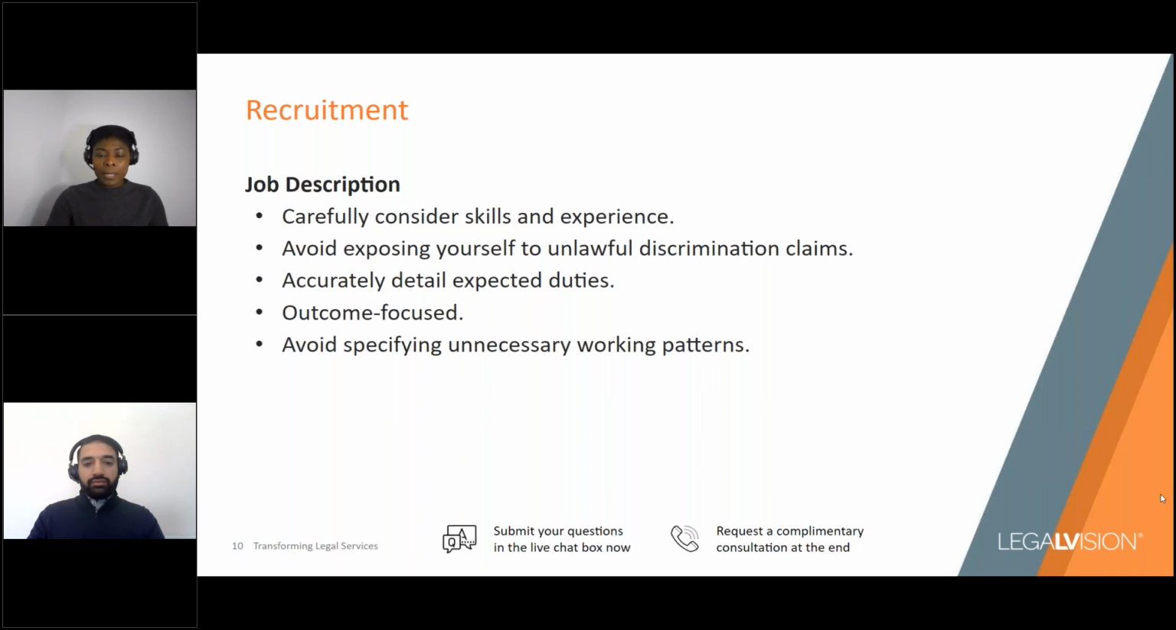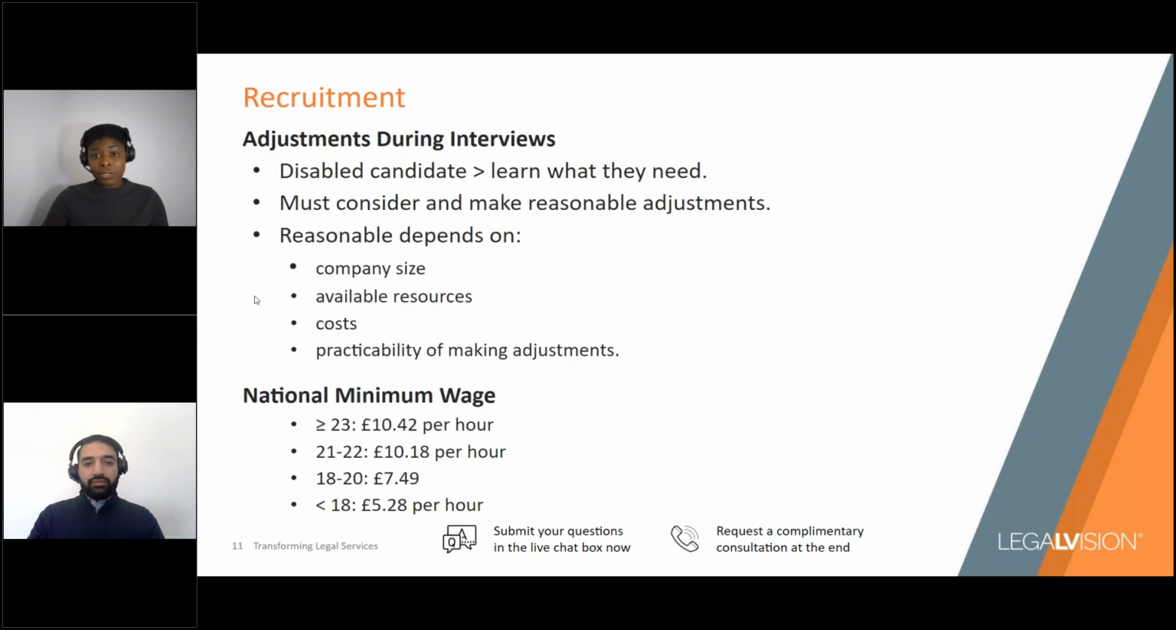And moving on quickly to the other thing you have to consider during interviews, which is the need for an adjustment. You may have a disabled individual that needs support when applying for a job in your company. So you should always try and speak to them to understand the adjustments they will need. That can be an adjustment to the interview process or perhaps your job application process. You're required to consider their request and make reasonable adjustments to your premises or the interview process in order to ensure that these candidates are not placed at a substantial disadvantage when compared to other people that are applying to the same job.